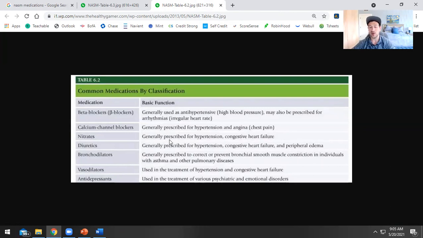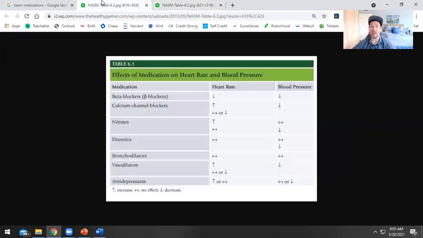If they say they're on a nitrate, it's because they typically have hypertension and congestive heart failure. If they're on a vasodilator, that's usually used for hypertension, but also congestive heart failure. If they're on a beta blocker, that is also for hypertension, but it's also for arrhythmias, so if they have an irregular heart rhythm. So these are some questions that you can ask, and then you can figure out what happens to their heart rate and blood pressure.